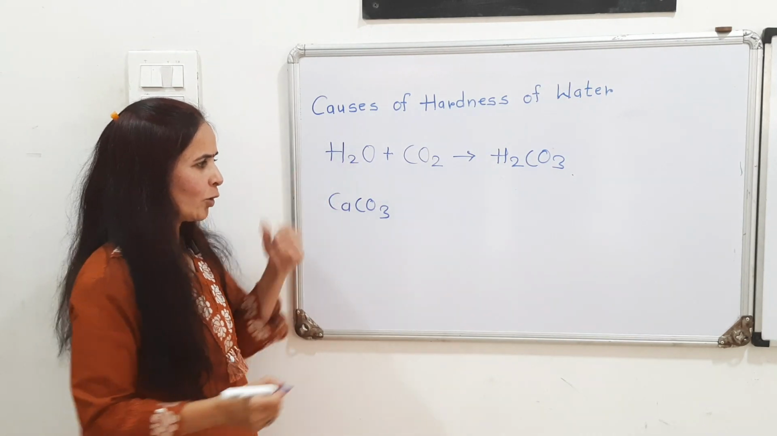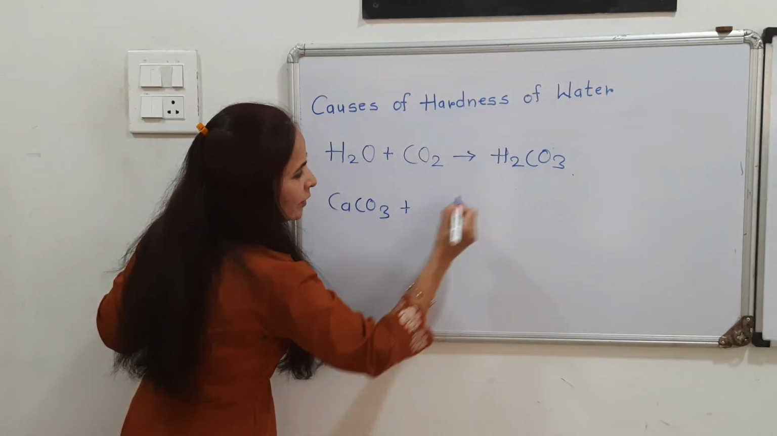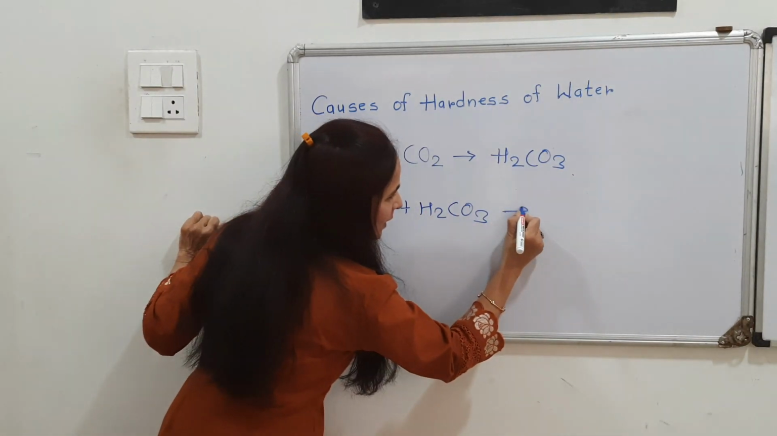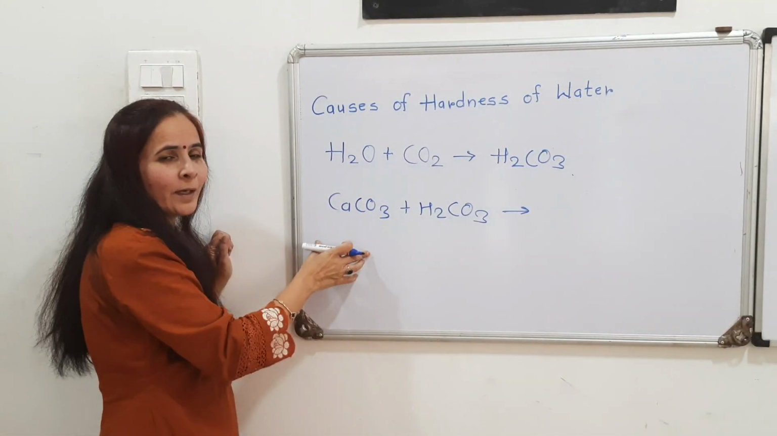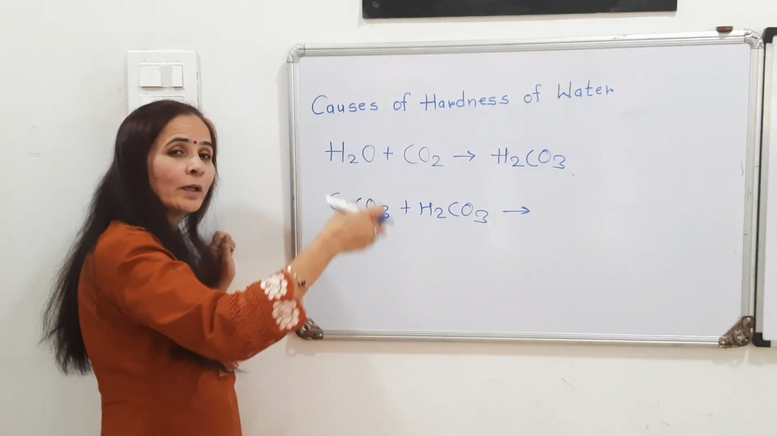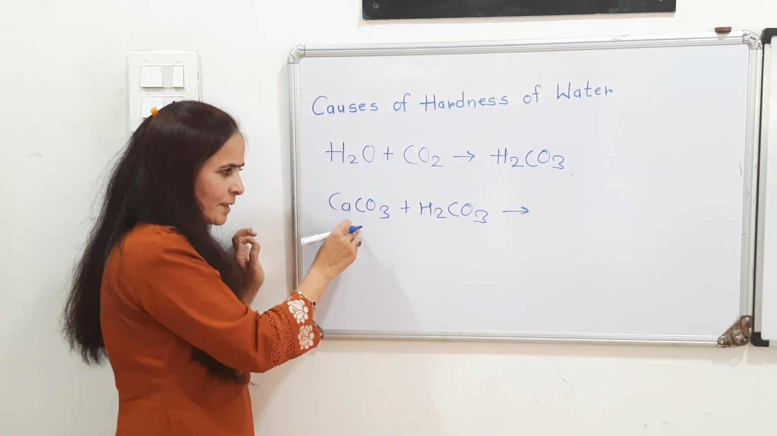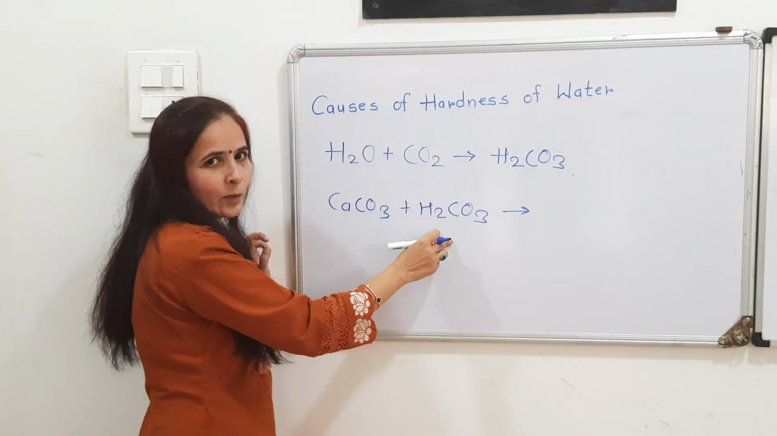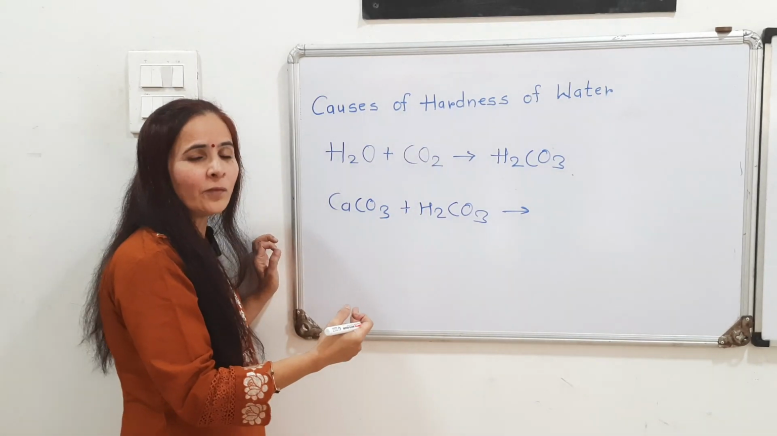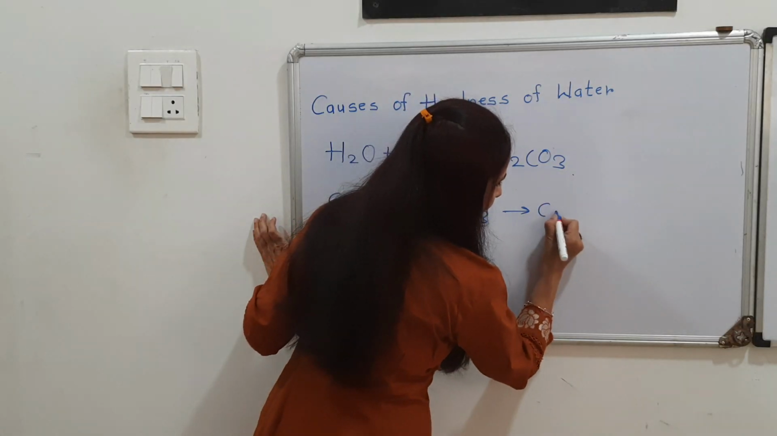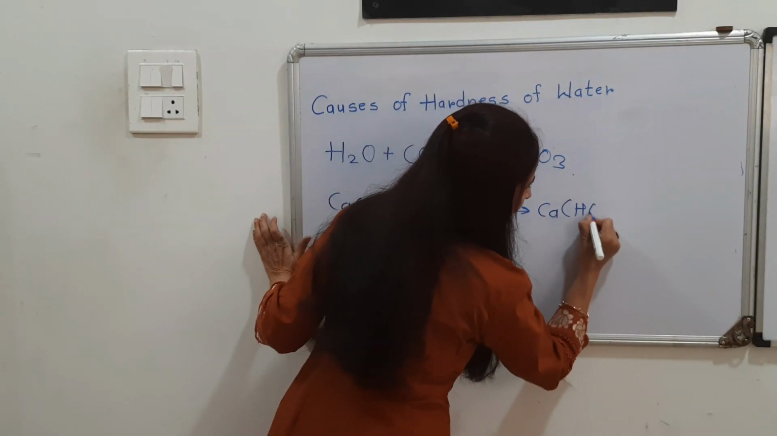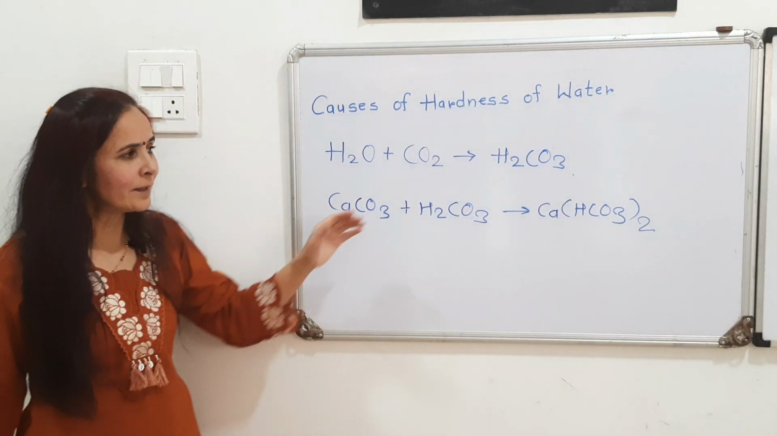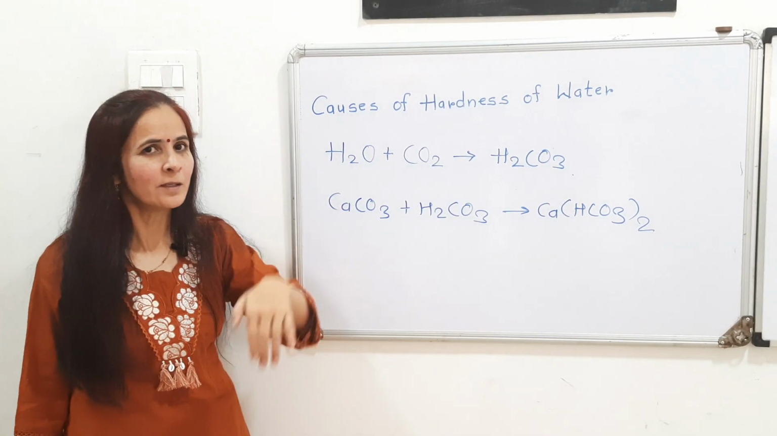When this rainwater, that is acidic water, flows through this rock, the insoluble calcium carbonate is converted into soluble bicarbonate. Means these calcium carbonates dissolve within the acidic water and calcium bicarbonate is formed. This bicarbonate dissolves into the water, and it goes on and mixes with the soil.